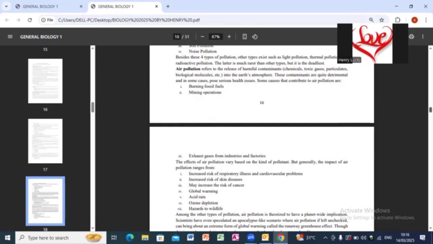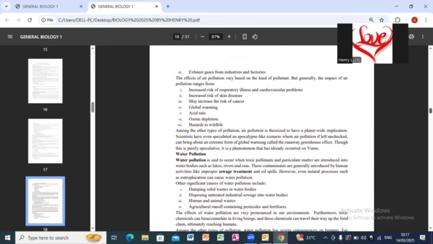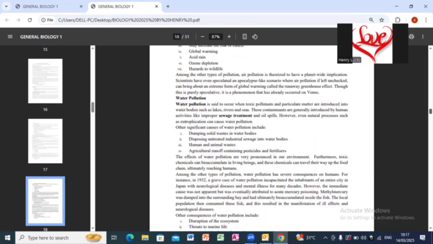We all remember what happened during COVID-19 because it's a communicable disease too. People took preventive or precautionary measures in order not to be infected. So air pollution is also life-threatening to humans. Then that brings us to water pollution. When is water said to be polluted? Water is said to be polluted when toxic pollutants or particulate matter are introduced into water bodies such as lakes, rivers, and sea. Some of us stay in communities where, when we need to dispose of waste, we dispose of it into the water.